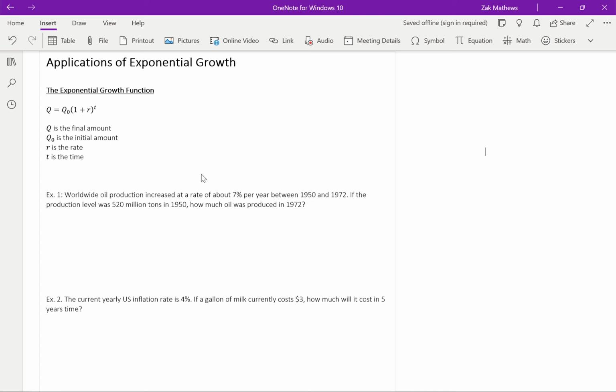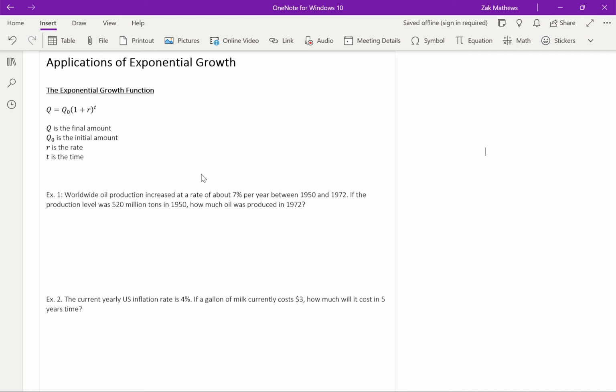We're going to take a look at some applications of exponential growth. The first thing I want to do is define the exponential growth function. Earlier in this class, we looked at how to find half-life and doubling time using the rule of 70. We used that rule of 70, that doubling time, that half-life, to approximate how much we would have given a certain amount of time.